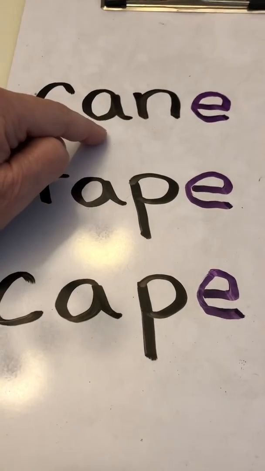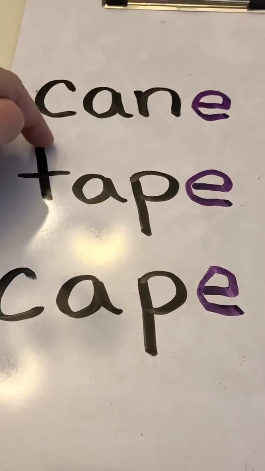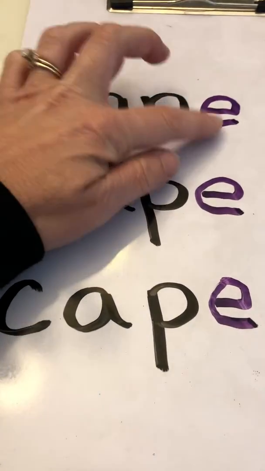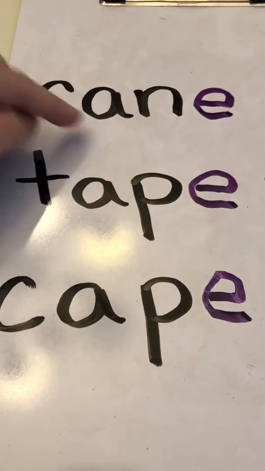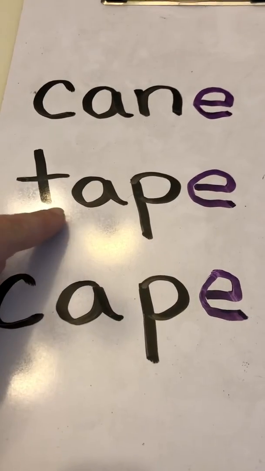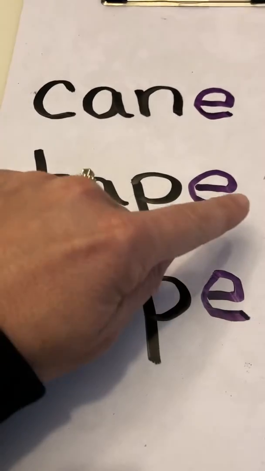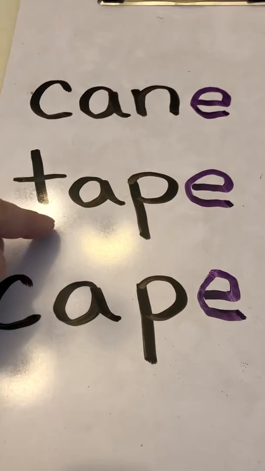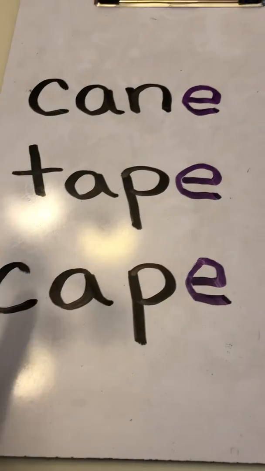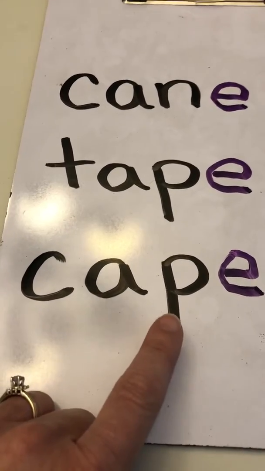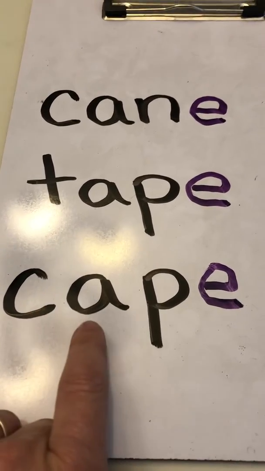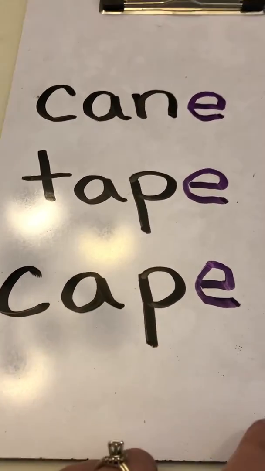K, A, N, cane. So instead of being can, when there's a silent E there, now it's cane because the A says A. Same thing here. Tap is not going to be tap anymore because there's a silent E making the A say A. So it's t, a, p, tape. Cap is not cap anymore. The E is making the A say A. So it's k, a, p, cape.